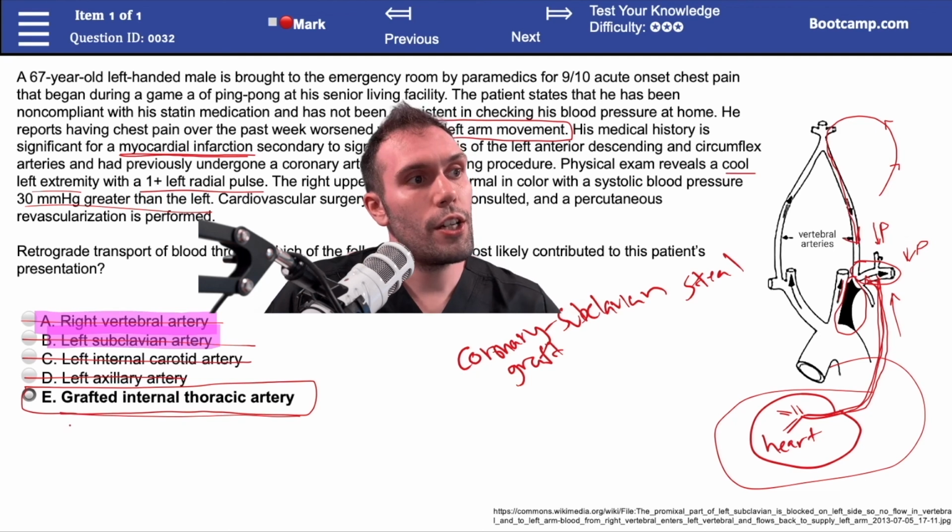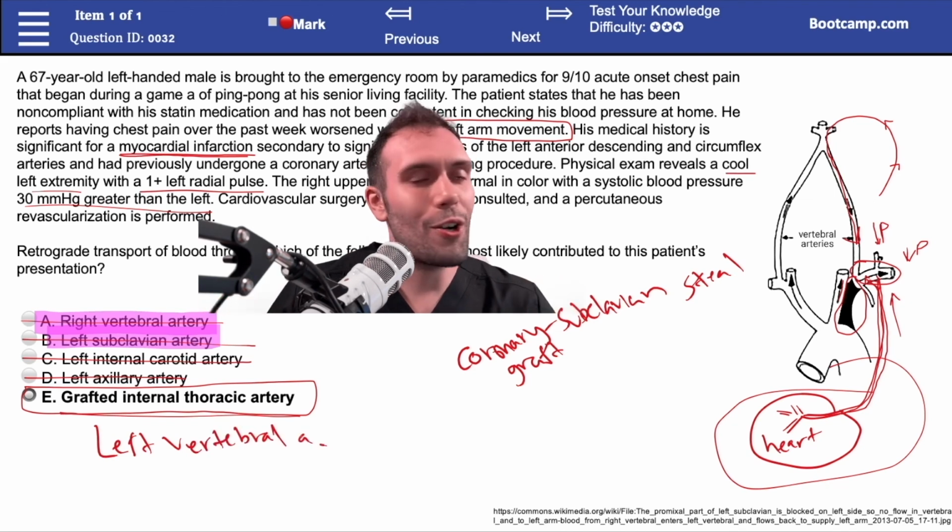Another right answer here would be if one option was the left vertebral artery. Okay, that would also be a correct answer. And I know this question was a little bit harder. I kind of forced you to think a little bit. It's a good exercise to think through these problems because it helps you understand the anatomical considerations you need to answer some of these.